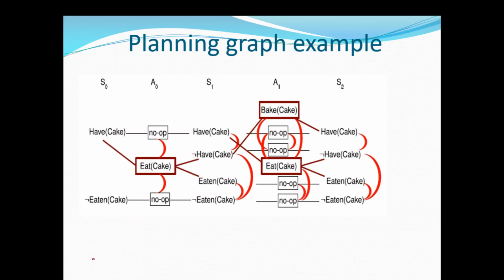And everything you have to compare with every other thing and check whether they are mutex or not. For example, have cake and not have cake cannot occur simultaneously. So this is a mutex link. Have cake and eaten of cake.